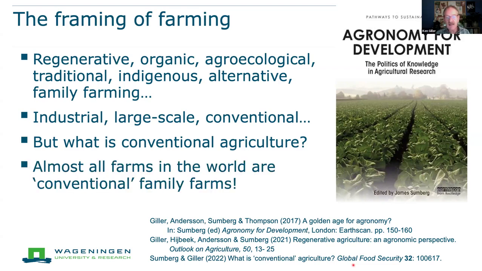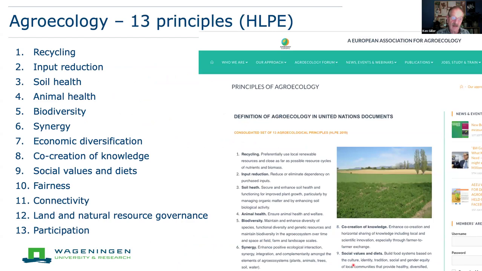Well, of course, it's nearly all the farms in the world. 99% of the farms are really conventional family farms. But we're being pushed all the time to be going agroecological. Here we are, the high-level panel of experts. And in these 13 principles, most of these we could agree with, I think, completely. Fairness, participation, land and natural resource governance, these are very normative principles we would all go along with.